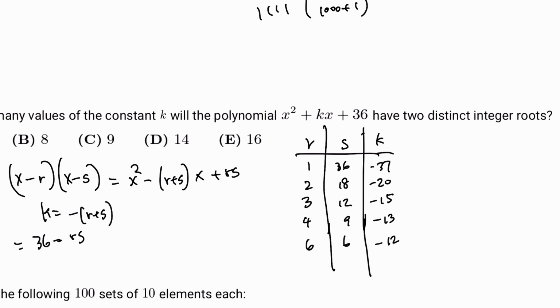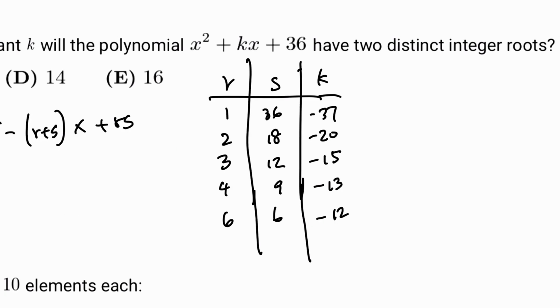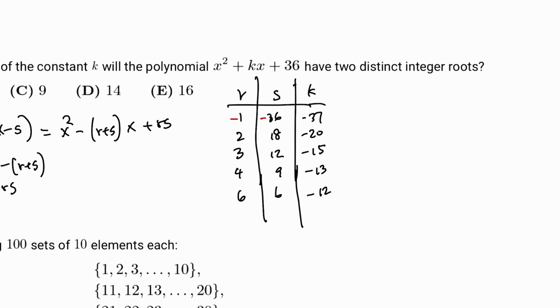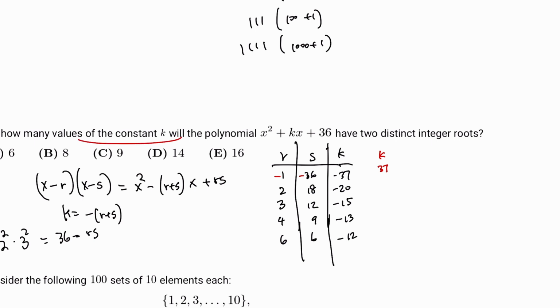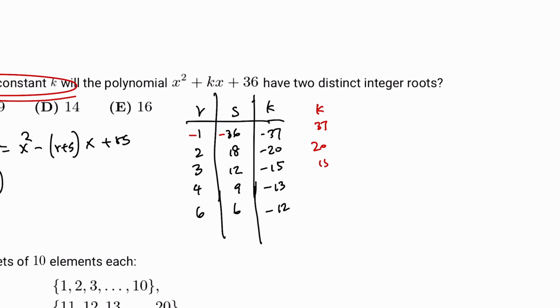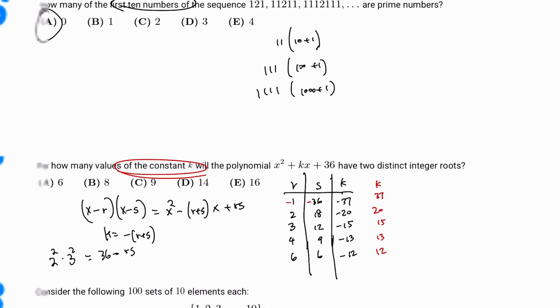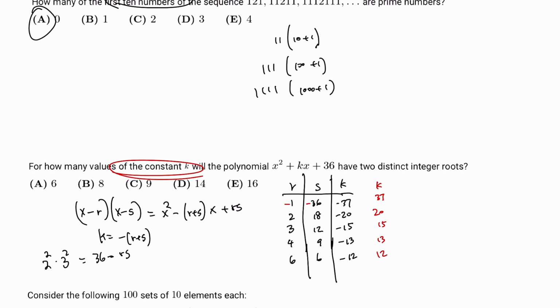Well, no, because r times s is 36, it's positive, but it doesn't say r and s are both positive, so we can actually get a negative value. When both r and s are negative, then k is going to be positive 37. And they're different, and it asks for how many values of constant k. So we have negatives of all of those values that we found, which turns out to be 10 of them.